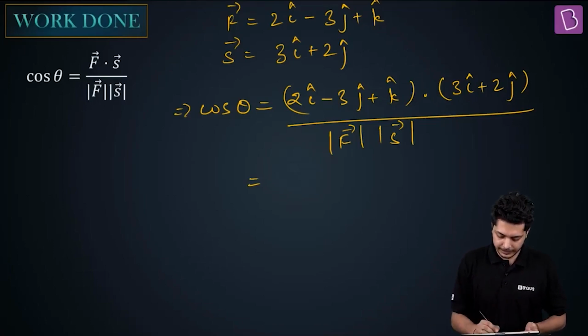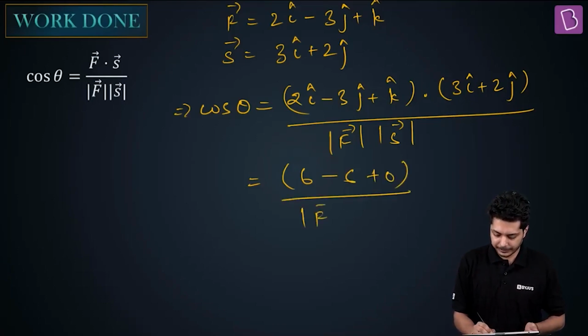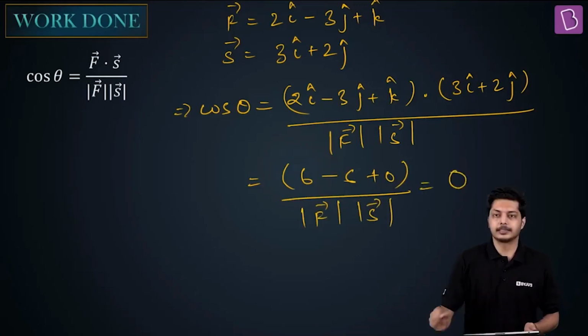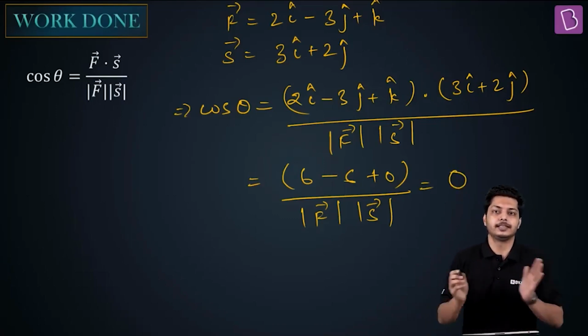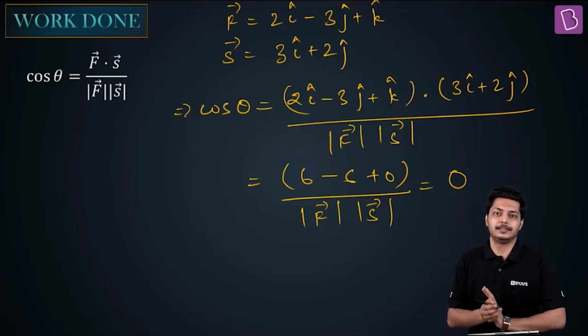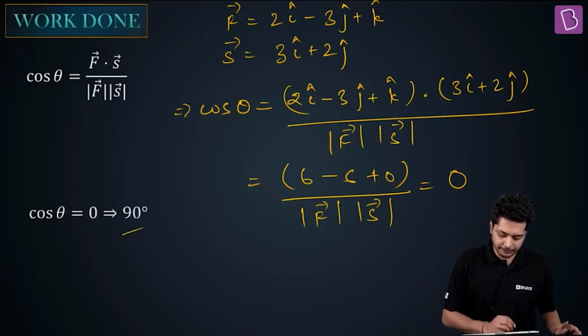First of all, coefficient of I cap, 2 into 3, 6. Coefficient of J cap, minus 6. And coefficient of K cap, plus 0. Divided by magnitude of F into magnitude of S. And straight away we can say that this is coming out as 0. So if cos theta is 0, then theta is equal to 90 degrees. So what does that mean? Cos theta is equal to 0, and finally we have got theta is equal to 90 degrees.